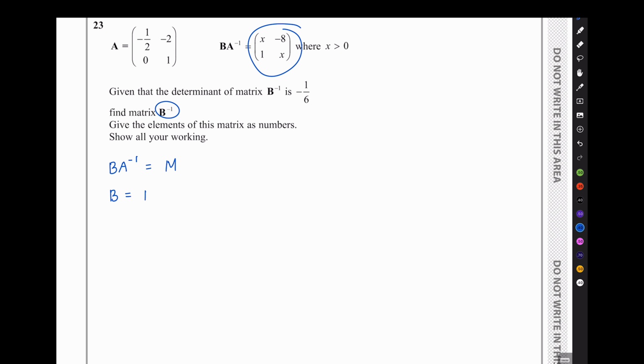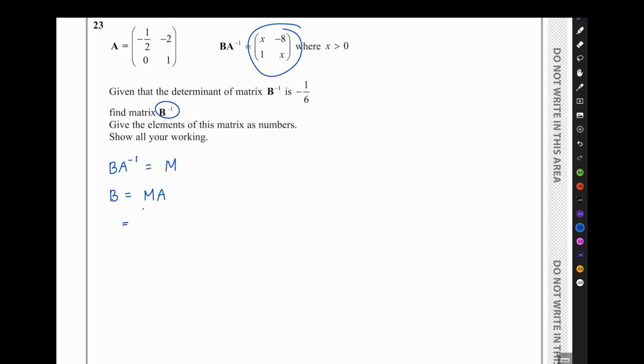So B should be equal to M multiplied by A. So this is going to be matrix B, and if I find B, then I can easily find B inverse. Okay, that's my current approach. And why did I multiply A to the right? Because A inverse is to the right. The position matters. If A inverse was right here, then I should have written A right here. That's basically the rule.